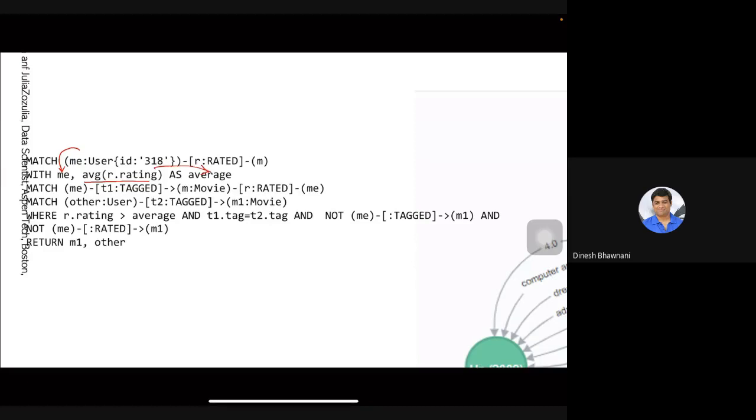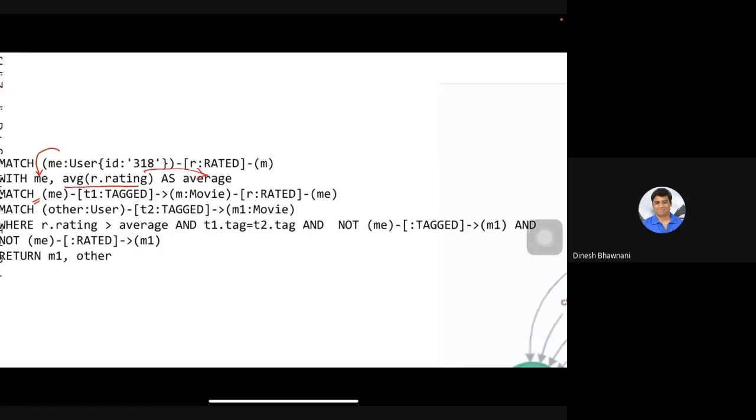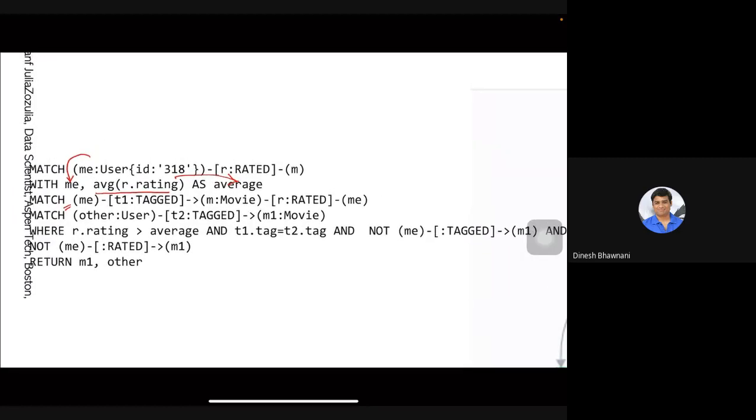Then match means here you are going to create some relationships, right? So tags, you're going to see the tag. What did the user 318 tag? And he's obviously tagging a movie. Okay, what is the relationship of the movie in terms of ratings with the user? So that is why you are saying me on both ends. What is different is the relationship.